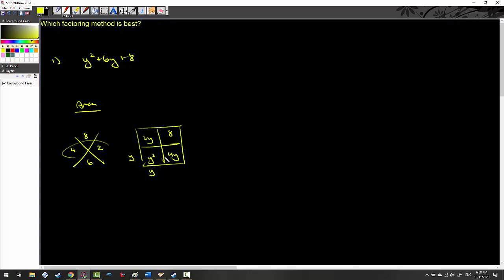Y times something is going to get me 4y. Well, that something is going to go down here, making it 4, because y times 4 gives me 4y. Same idea up here. Y times something gets me 2y. That something is a 2. So my area expressed as a sum can now be expressed as an area expressed as a product, which is going to be y plus 2 and y plus 4. And there you go.